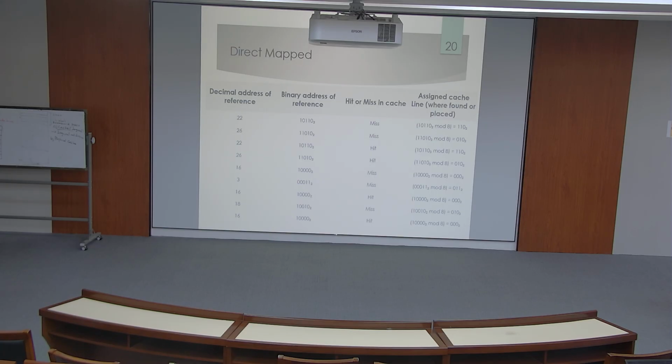So let's divide by 9. We have 0.55. The hit ratio as well as the miss ratio.